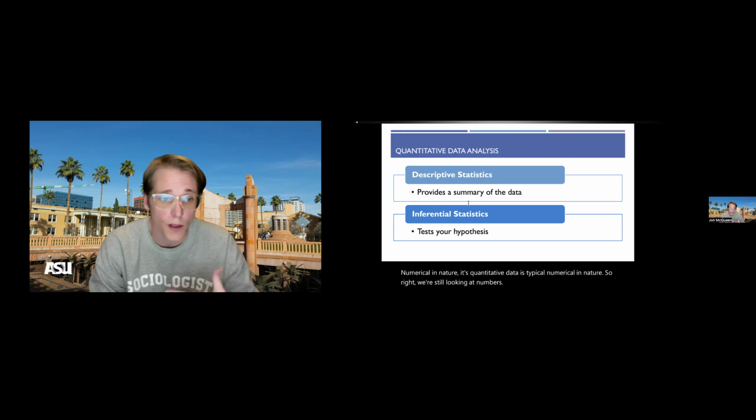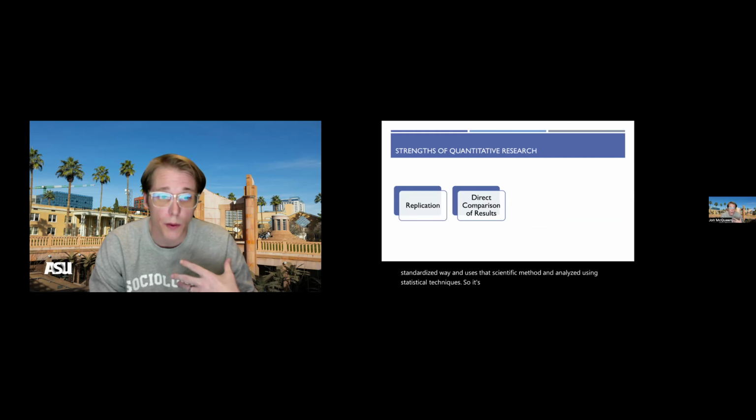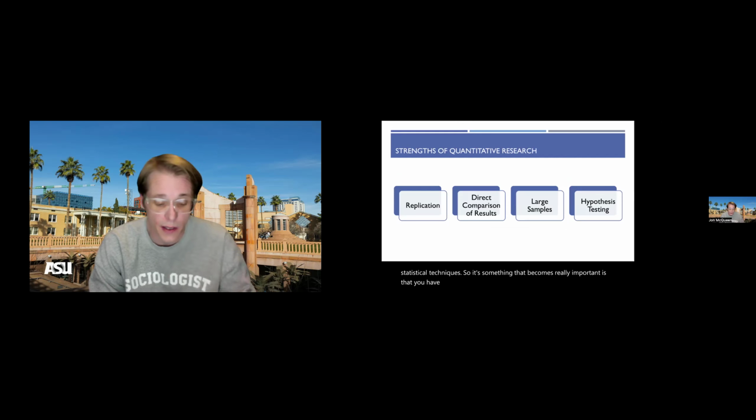Some strengths of quantitative research include its ability to be replicated, right? So it's important that you can do something and that it's not a one-off situation. Replication is possible because data is typically collected in a standardized way, uses the scientific method, and is analyzed using statistical techniques. So it becomes really important that you have these approaches that can be utilized, that it's not just something you did.